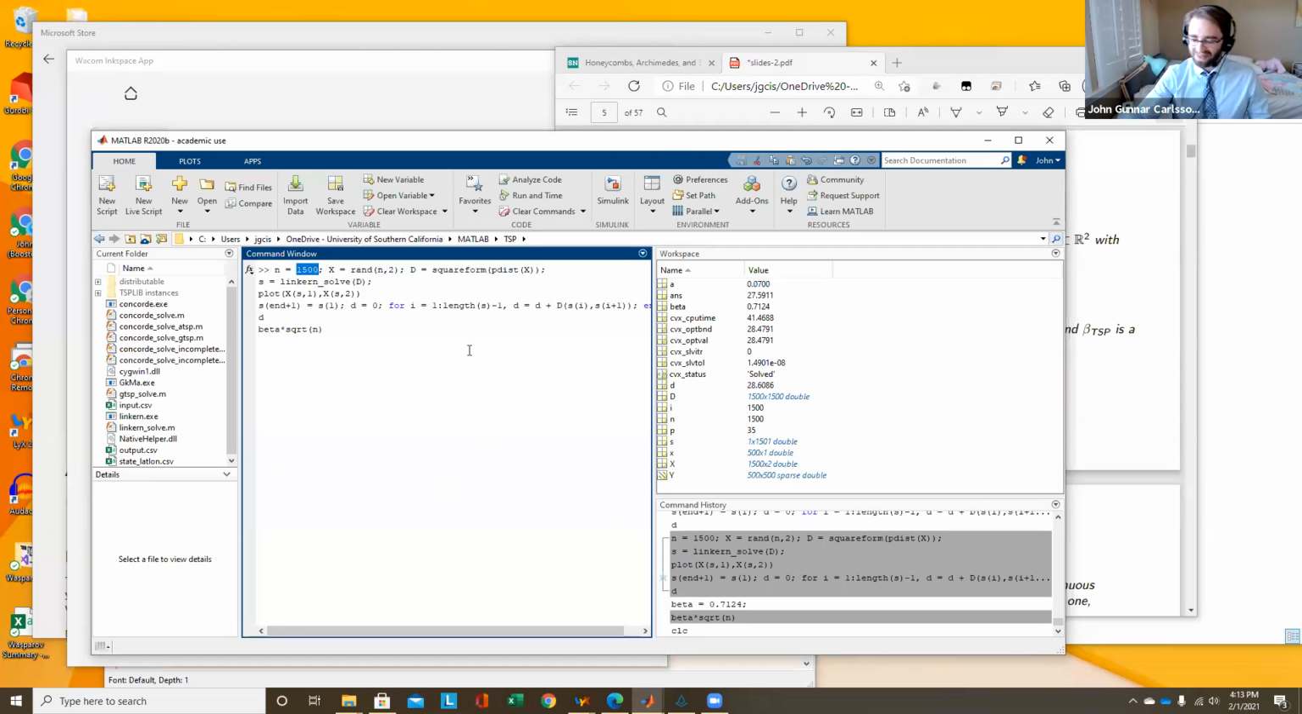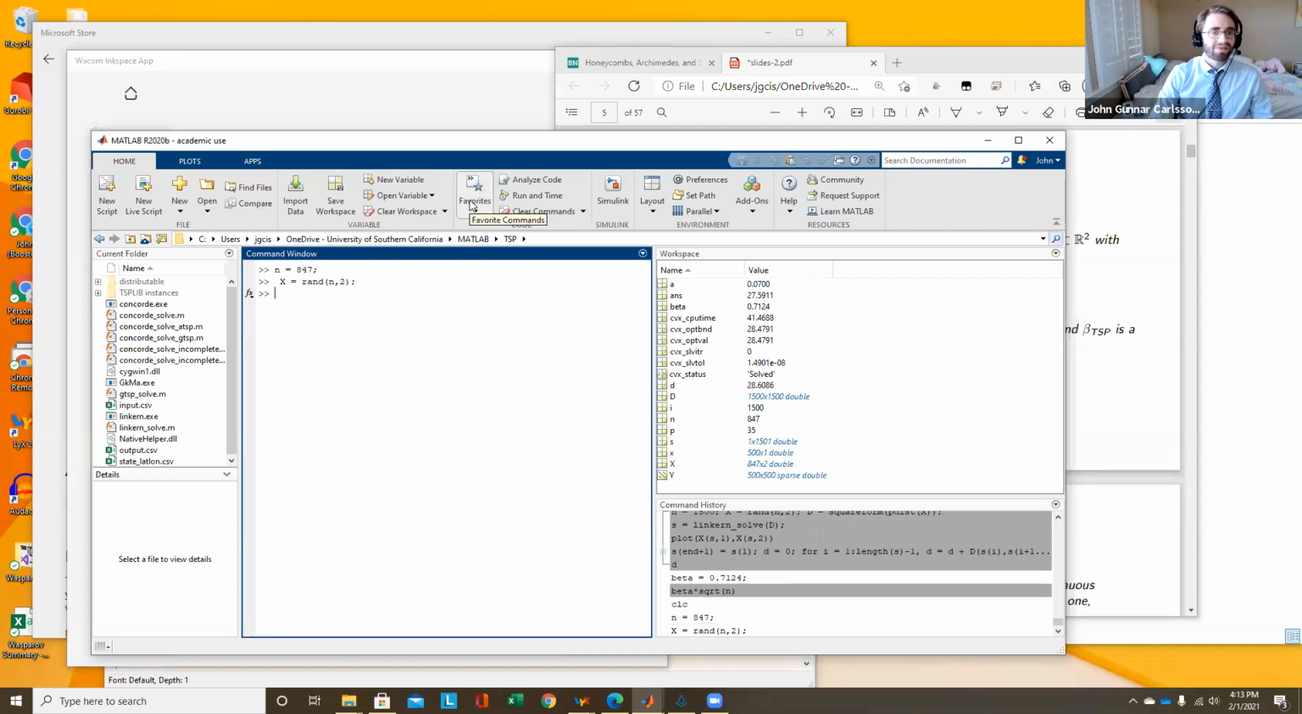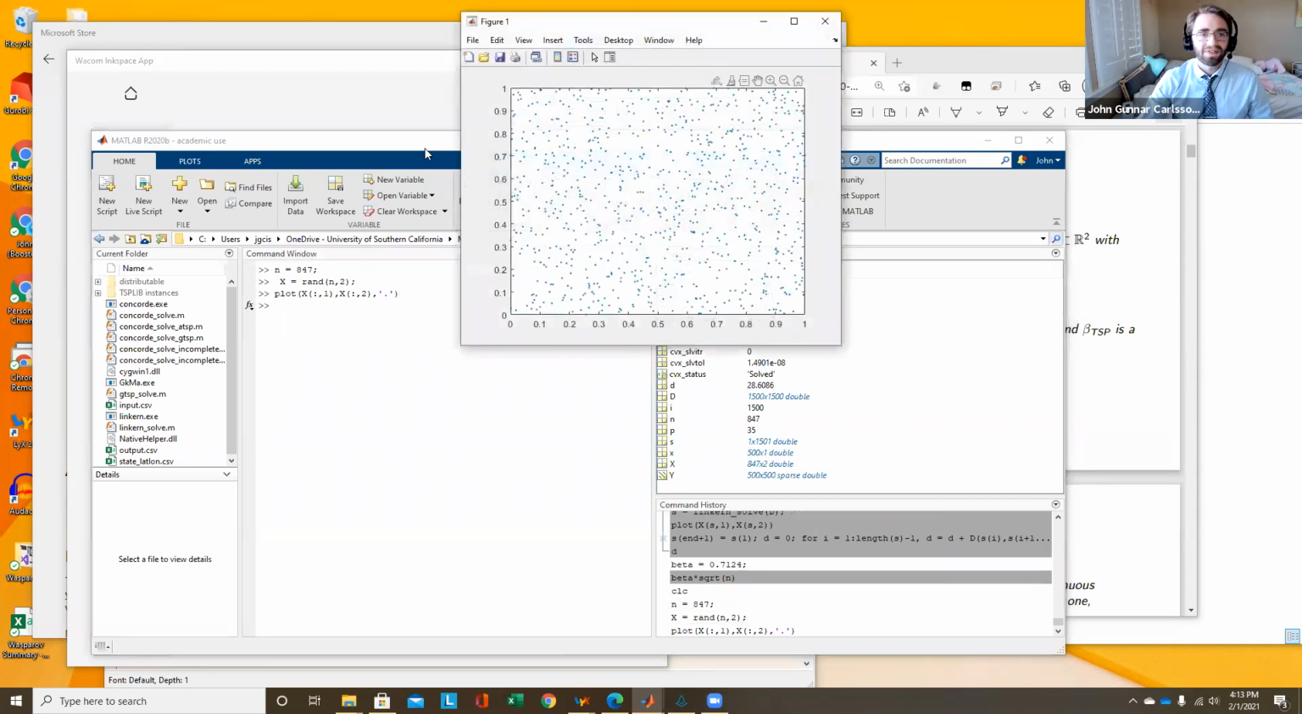847, says Nathan Staffa. Okay, thank you. 847 will be the number of points. So N will be that, and I'll say X will be a random set of 847 points. So let's do one. You can see here's 847 points.